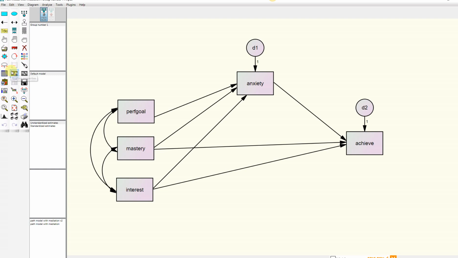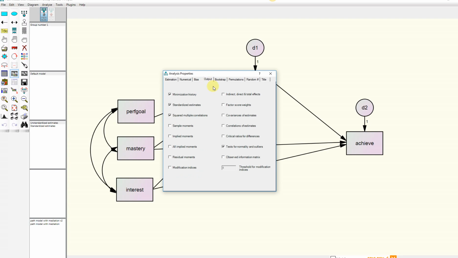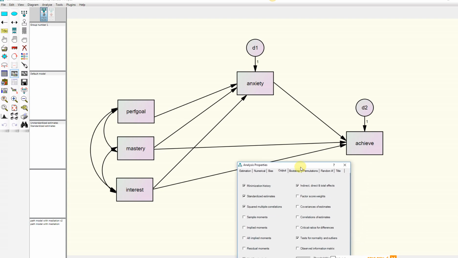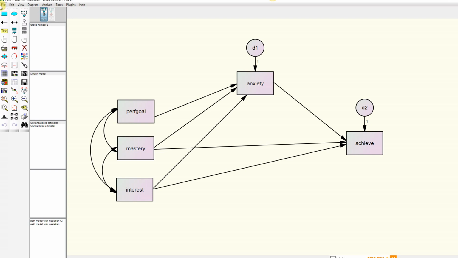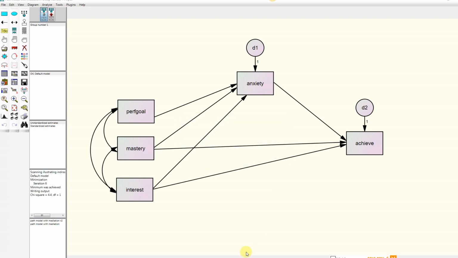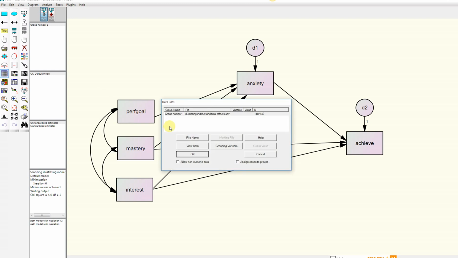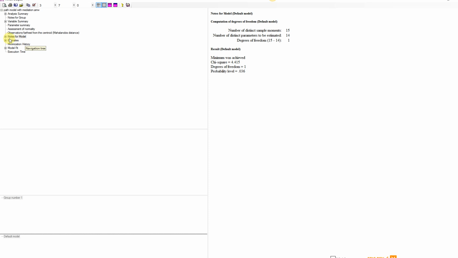So here we are under analysis properties. I'm going to ask for output, and I'm going to ask for indirect, direct, and total effects. Okay, that's what I need right there. I'm going to click off of that, go ahead and really quickly save, and click on calculate estimates. There was a little error. I had to re-upload the data into the file, so we've done that. Now when I go to my little output box right here, I will click on estimates.